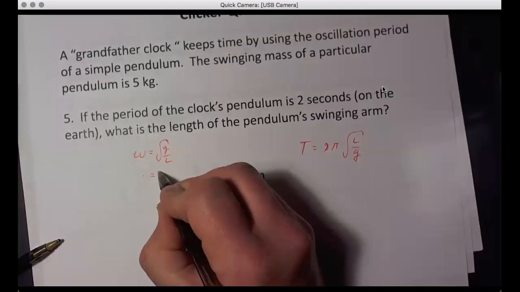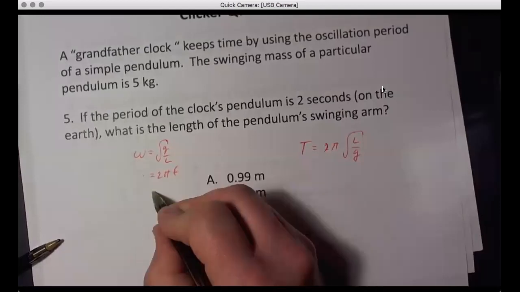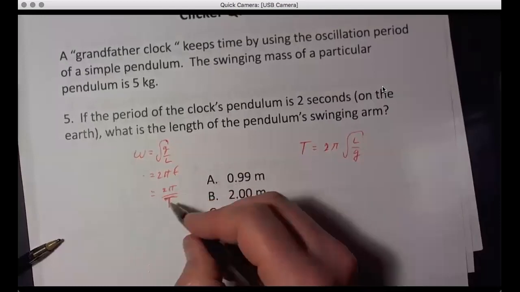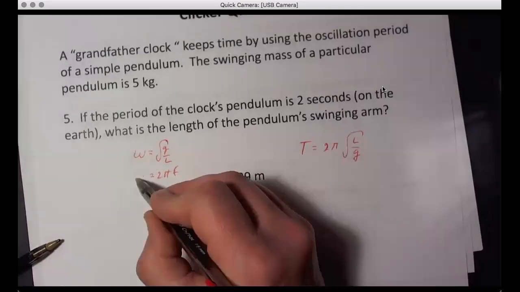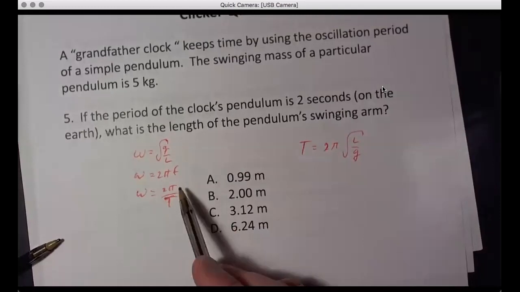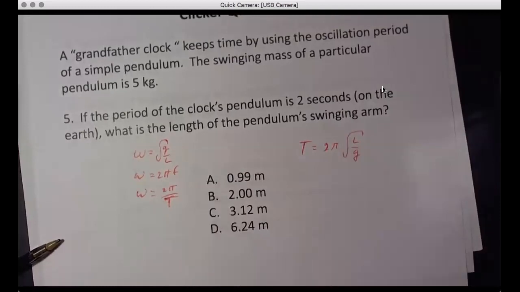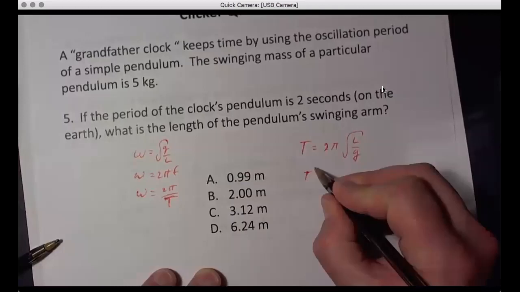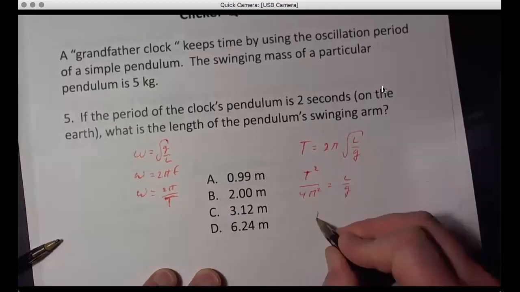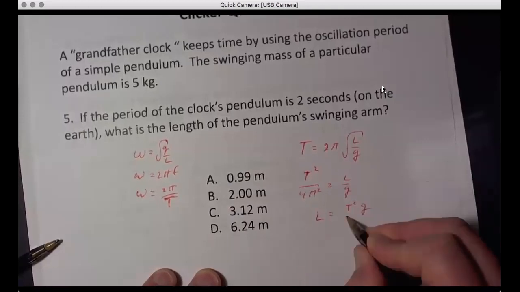Omega is also equal to 2 pi f, which is 2 pi over T. And you should have all of these parts safely tucked away in your sheet or in your head. And so that's how you go from here to here. But now what we want is the length of the swinging arm. And so we can get that by squaring both sides. First we divide by 2 pi: T squared over 4 pi squared is equal to L over G. So L is equal to T squared G over 4 pi squared.